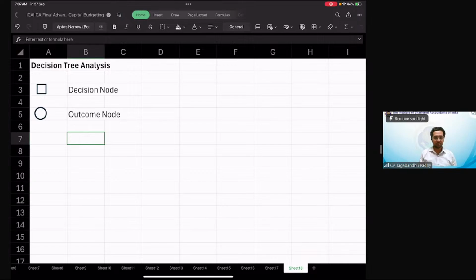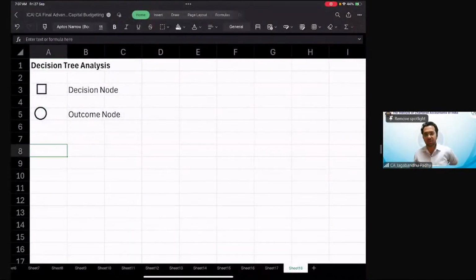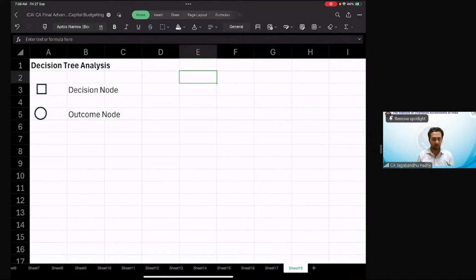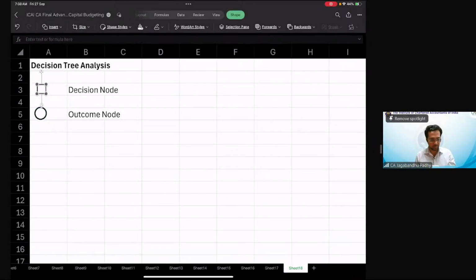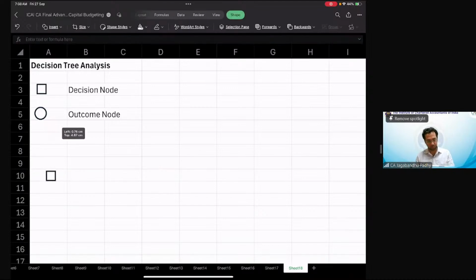So let's get started. First, you wish to develop a new virus cleaner. So our decision is whether to develop the virus cleaner or not. Should I start with a square or with a circle, guys? I have to decide whether I should be taking up the project or not. So of course, it's going to be a square, guys. Perfect.